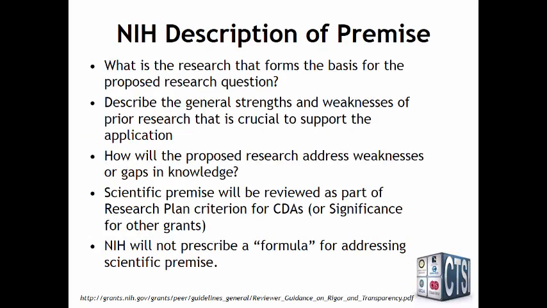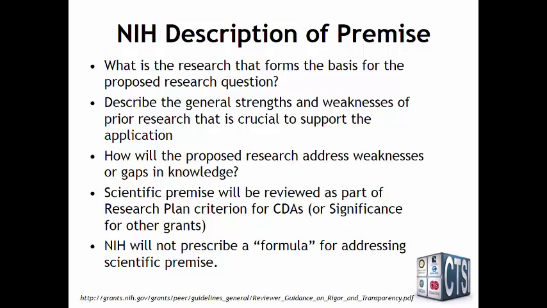So I'm going to really focus mostly on the first two items, the premise section and rigor. This is really what the NIH says premise is. It's what is the research that forms the basis for the proposed research question, describe the general strengths and weaknesses of prior research that is crucial to support the application, and then following with how will the proposed research address the weaknesses or gaps in knowledge. This section is not an explicit section of K awards, but it very well may come up. It certainly is going to be part of a review of an R grant, for example.